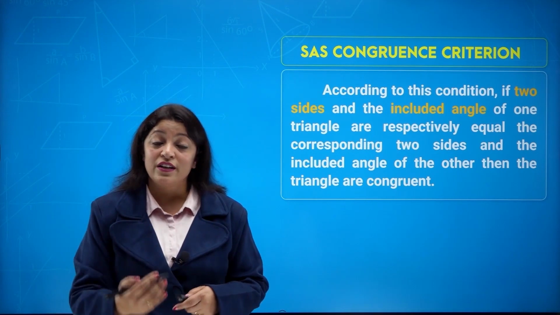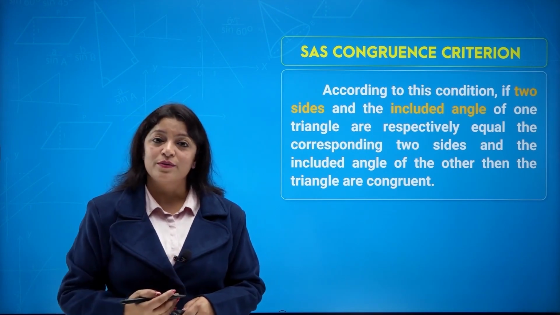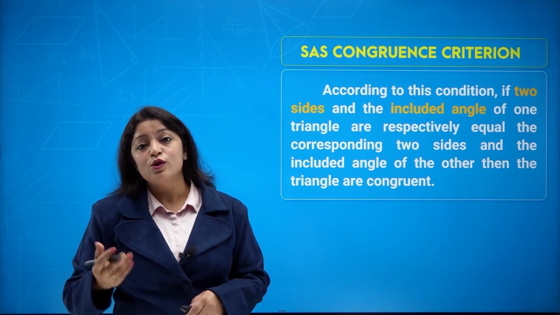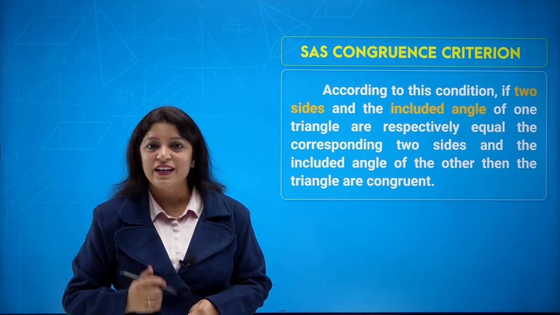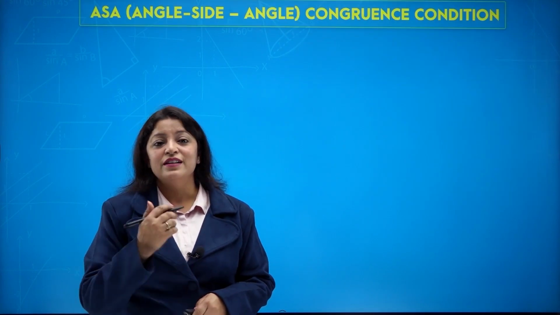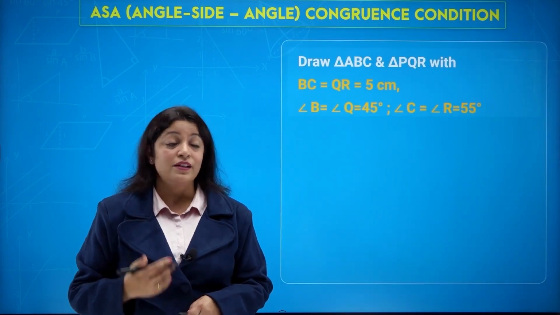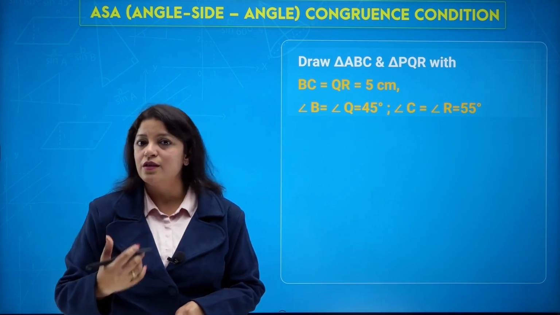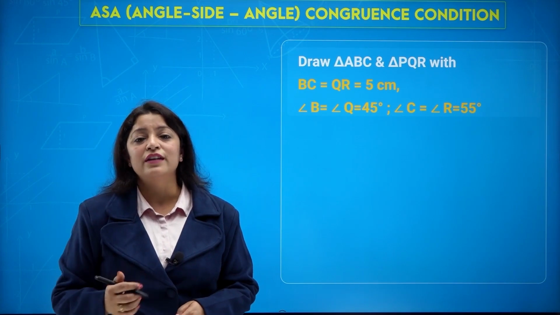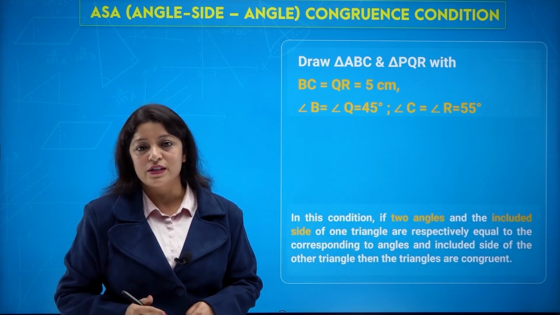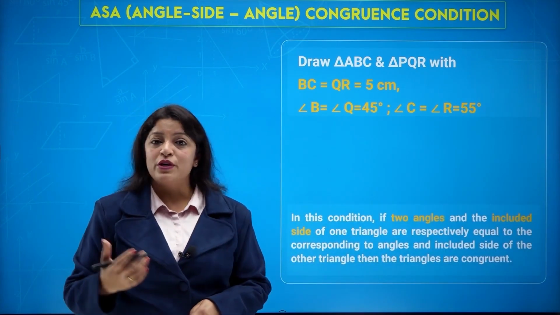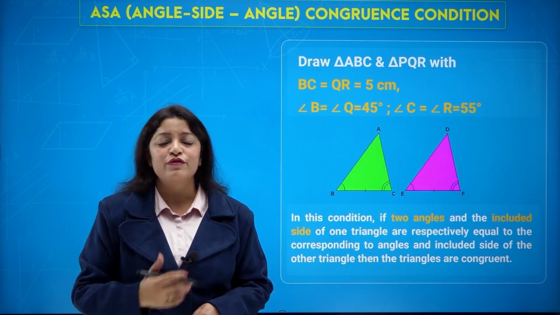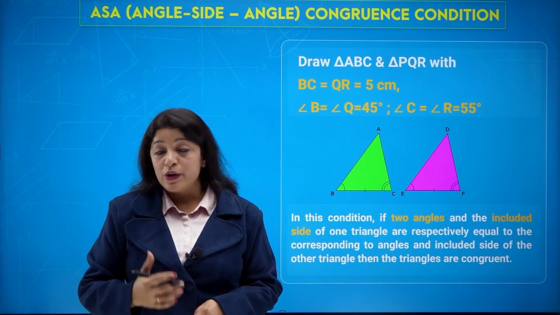So one more criteria now, next after SAS, what? What if two angles are known to us and a side is there? In that case also, will the triangles be congruent? Let's check that. Suppose that in a new triangle ABC and triangle PQR, what is known to us? Say the side BC and the side QR of the length 5 centimeter is already known to us, and angle B and angle Q measure 45 degree, and angle C and angle R respectively are equal to 55 degrees. So will the two triangles be congruent?